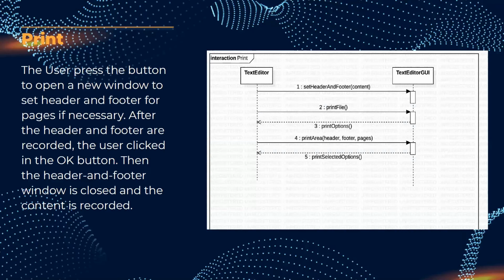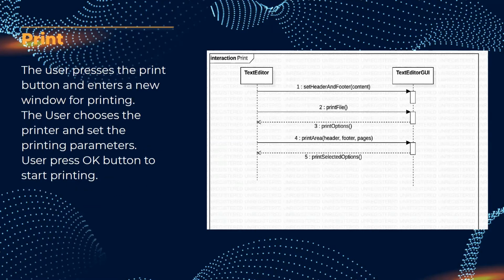And for the sequence diagram for printing, the users press the button to open a new window to set the header and footer for pages. And then the header and footer are recorded, and the users click the OK button, then the header and footer windows close, and all the content the users entered is recorded. Like in the picture, first the text editor will call the set header and footer method from the text editor GUI to set the content.